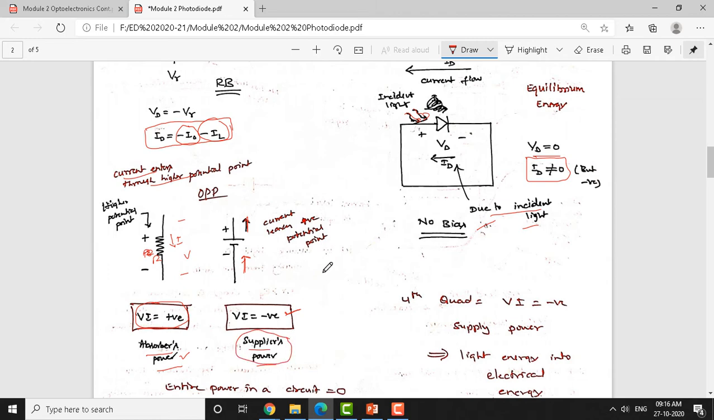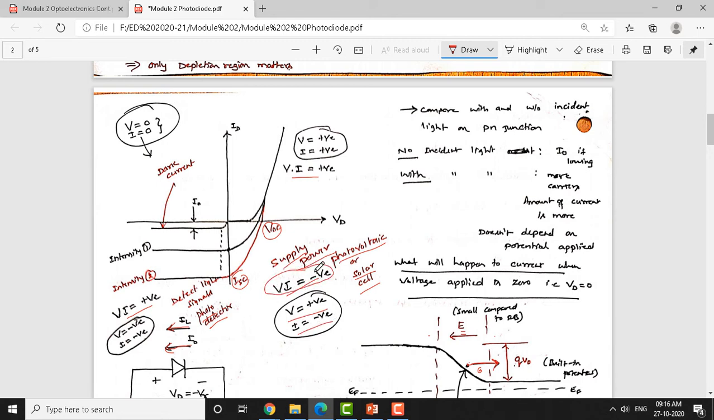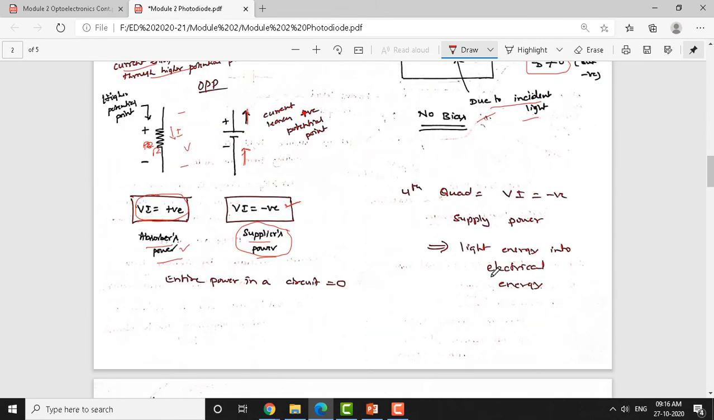Okay. So, this concept is applied here also. We have seen already that the VI product is positive in the first quadrant, where the diode is consuming power, and even in the third quadrant, which we said is the region of operation of the photodetector, the PN junction consumes power because the VI product is positive. Whereas here, voltage is positive and current is negative, therefore the VI product is negative. As we said already, whenever we get a VI product as negative, it is a supplier of power. So, in this region a properly designed junction can work like a solar cell.